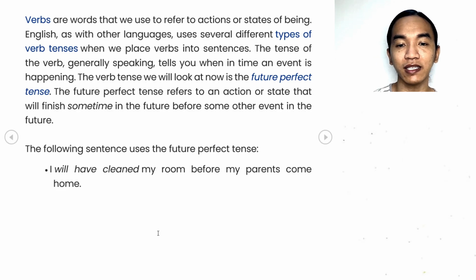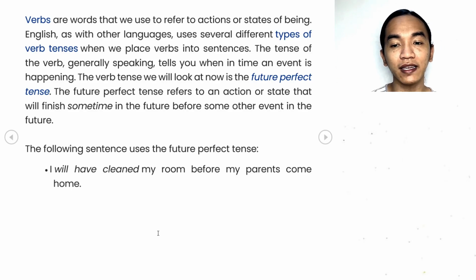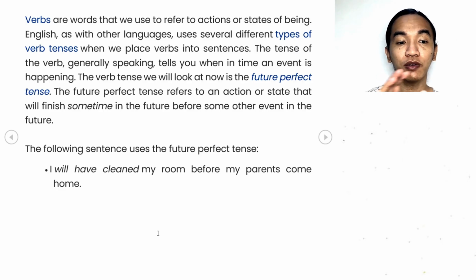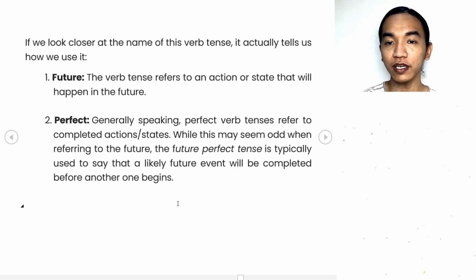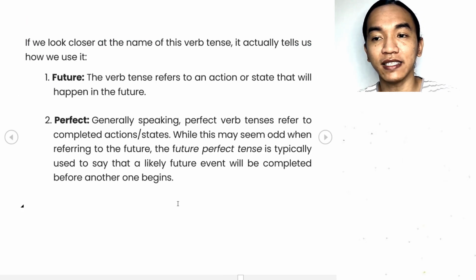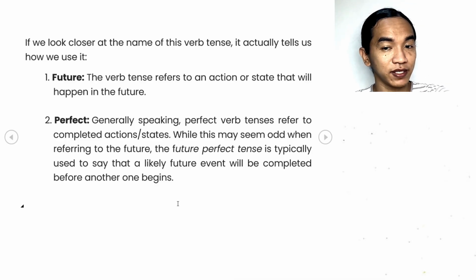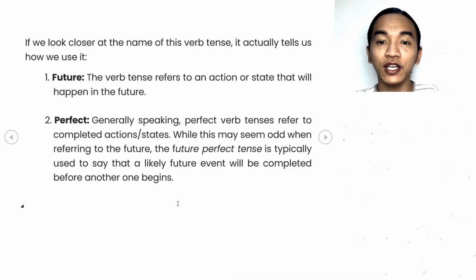Okay, so you are anticipating that in the future you are done cleaning your room even before your parents come home. Okay, so both actions here are in the future, but your future perfect tense indicates that it will be finished by that time, before the second action happens. Okay, now if we look closer at the name of this verb tense, it actually tells us how we use it. We have future. So the verb tense refers to an action or state that will happen in the future.